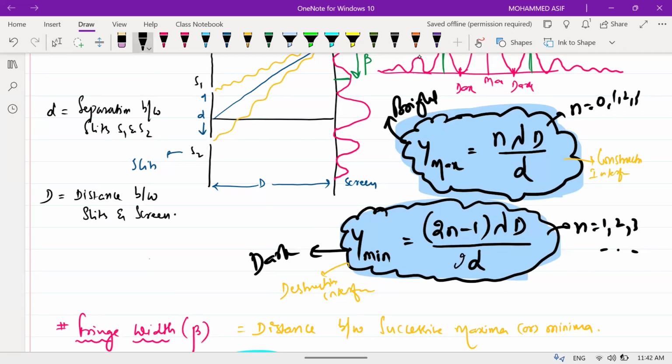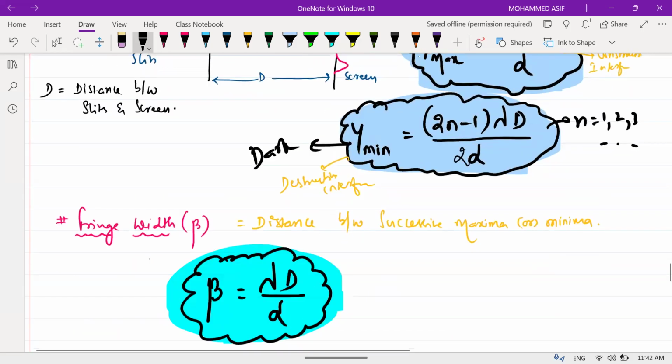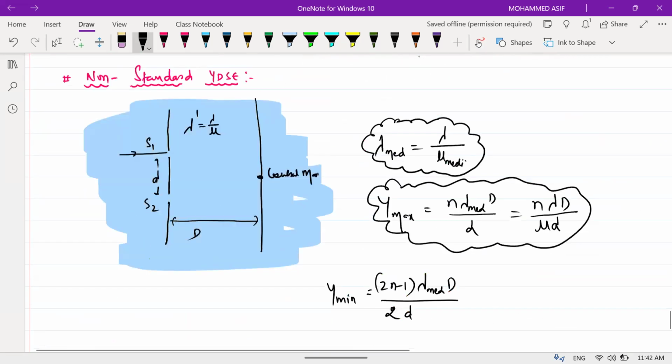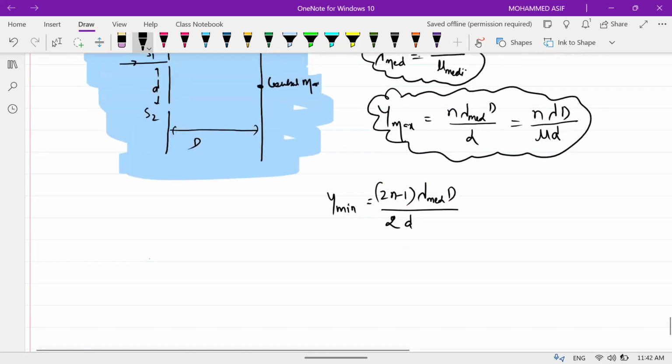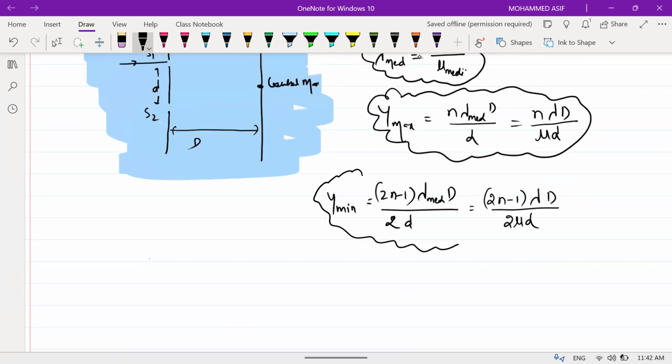Let's study with it. Okay, so Y of the medium will become how much for me? 2n minus 1 into wavelength in air into capital D divided by 2 times mu into t. So this will be the fringe position.